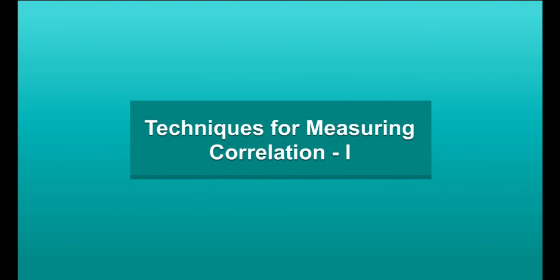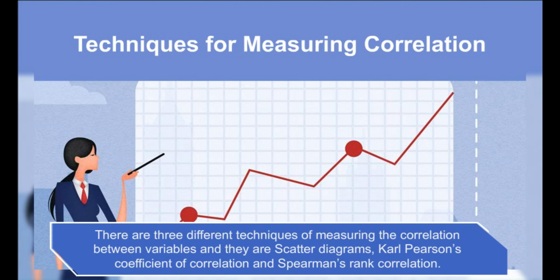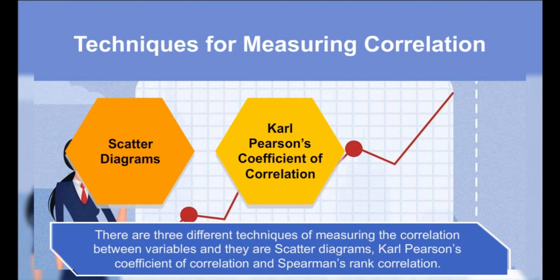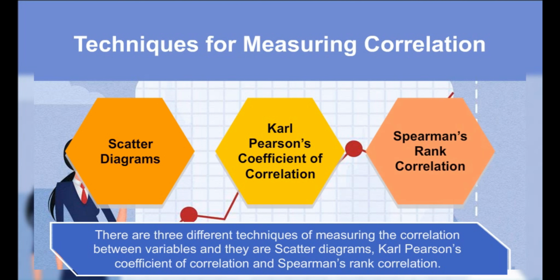Techniques for measuring correlation, 1. There are three different techniques of measuring the correlation between variables, and they are scatter diagrams, Karl Pearson's coefficient of correlation, and Spearman's rank correlation.